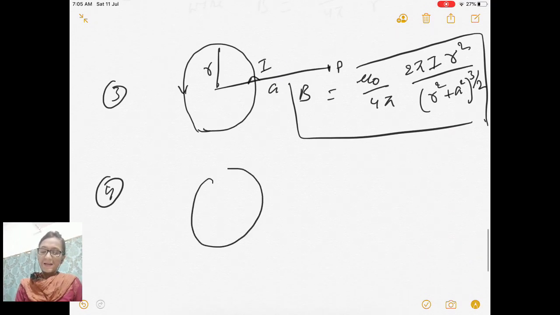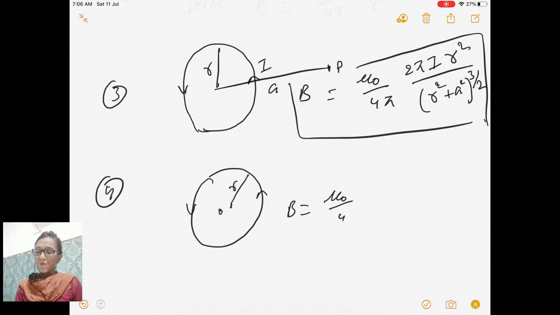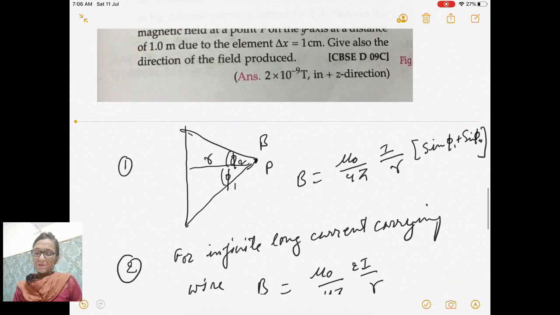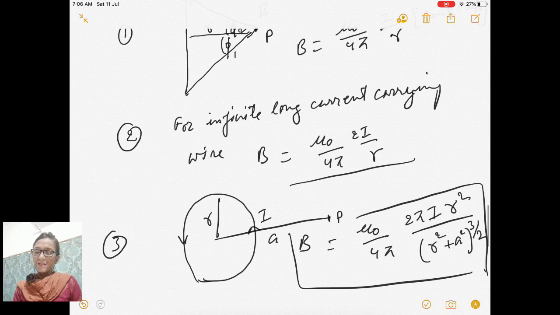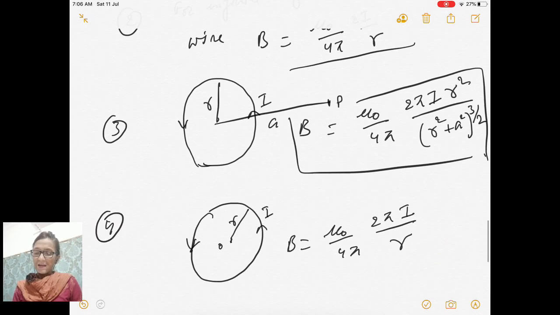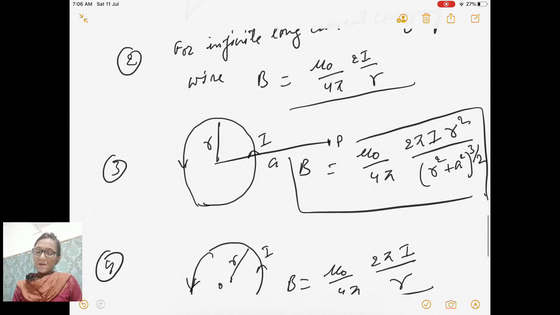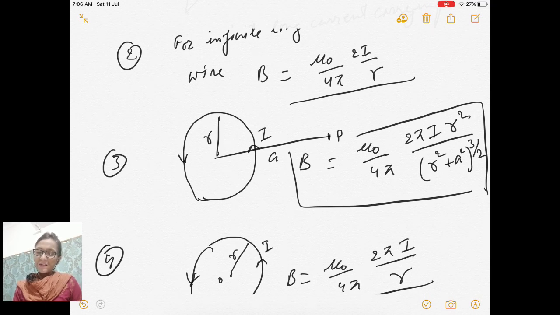Now the magnetic field at the center itself, which is having radius r, at origin O, at center O. So B is equal to mu naught upon 4 pi 2 pi I upon R, if current I is flowing. So look here, what is the difference between an infinite long current carrying conductor and a circular loop? Almost the same magnetic field is there.